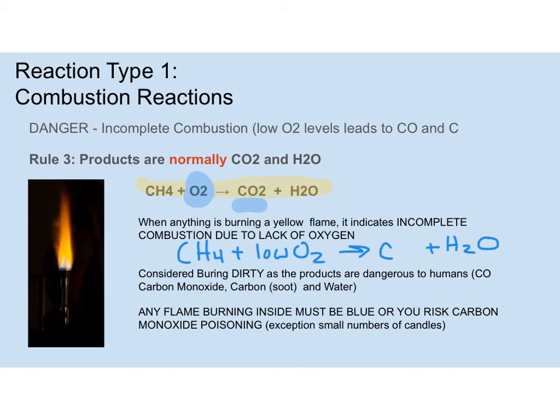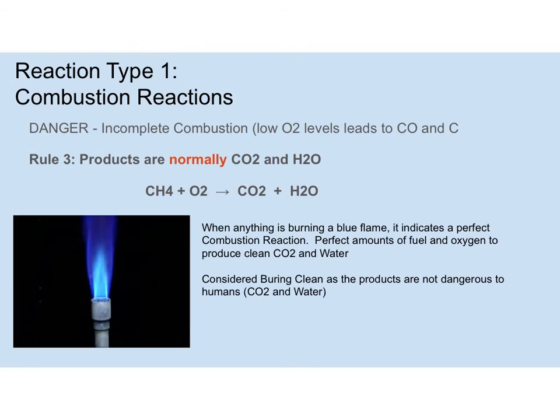Okay, because the yellow flame is producing pure carbon. Now, when we get a blue flame, and if you remember, this is what we want to get when we get to a Bunsen burner. And why did we want to get to a Bunsen burner? Because we are burning clean. When you see a blue flame, that means that you are burning clean. That means that you are only producing CO2 and water, and that is not dangerous.